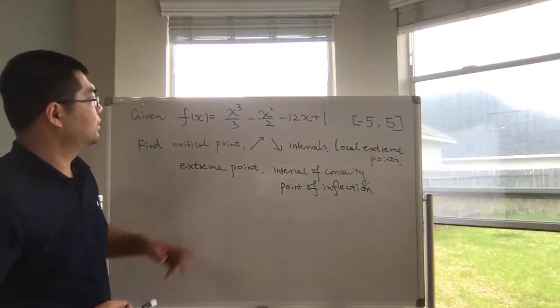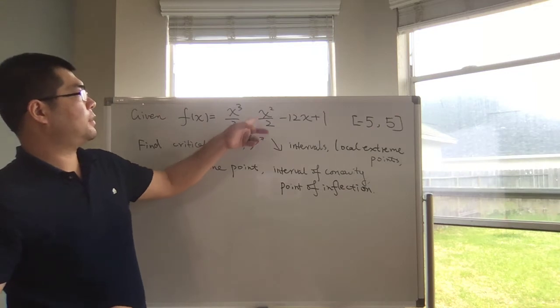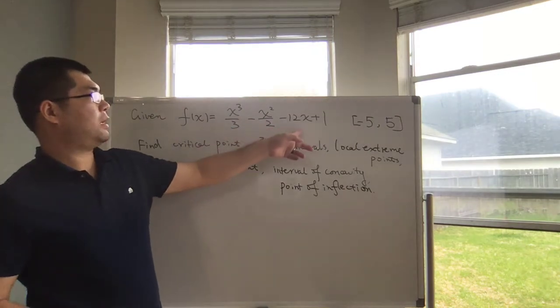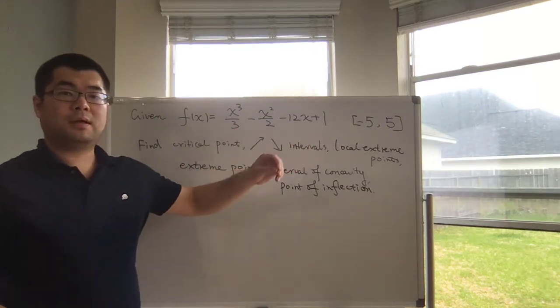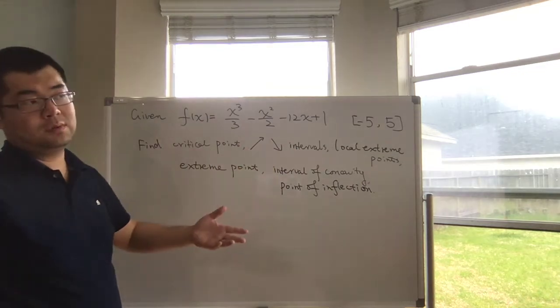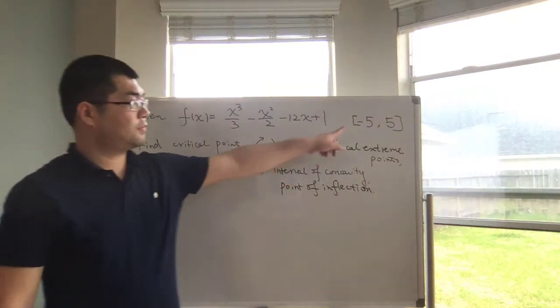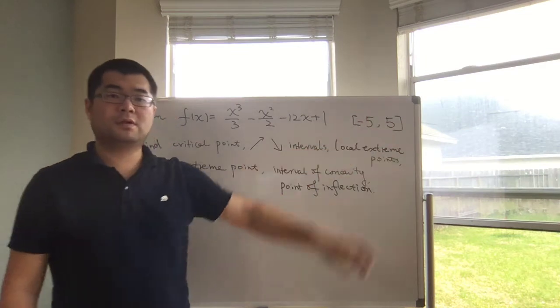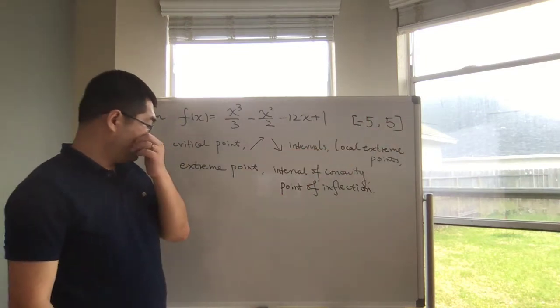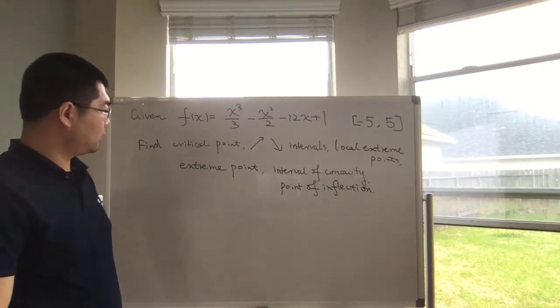We have a function x cubed over 3 minus x squared over 2 minus 12x plus 1. And the interval given is from -5 to 5. So this is our playground. And it asks us a couple of questions.